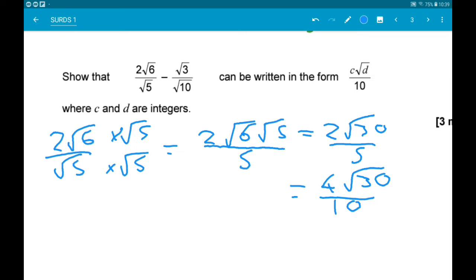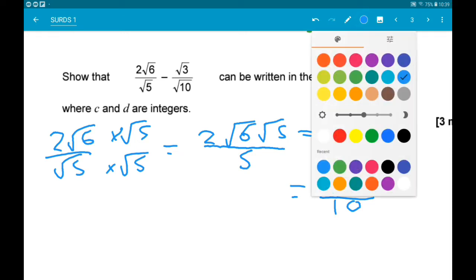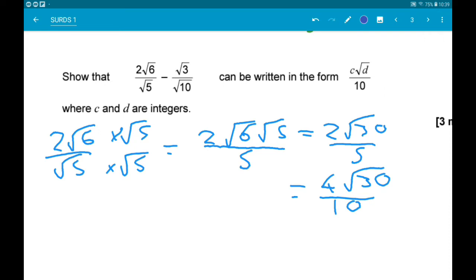Okay, then for the second bit, so root 3 over root 10. This time we're going to multiply top and bottom by root 10. So that's going to give us root 30 over 10.